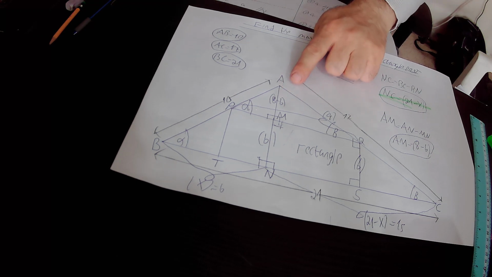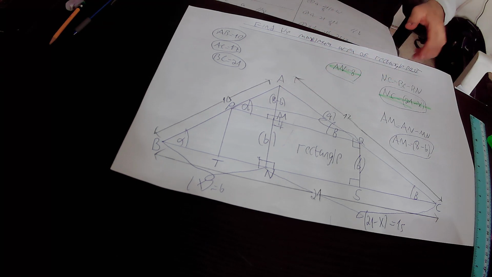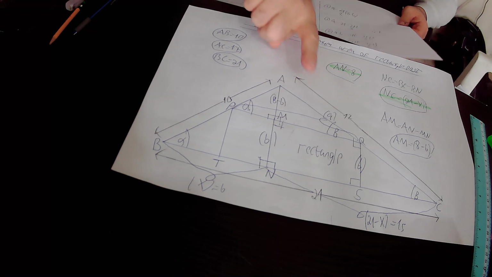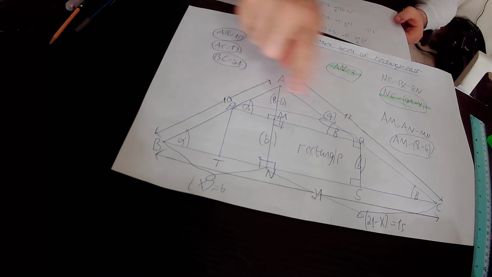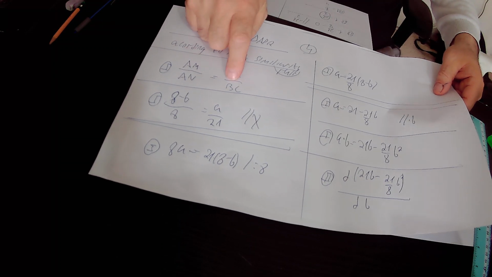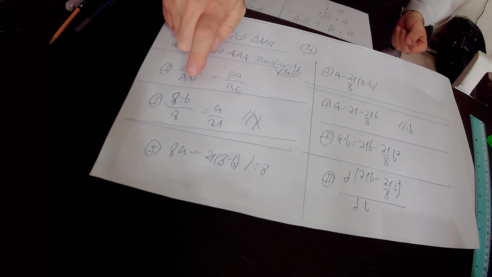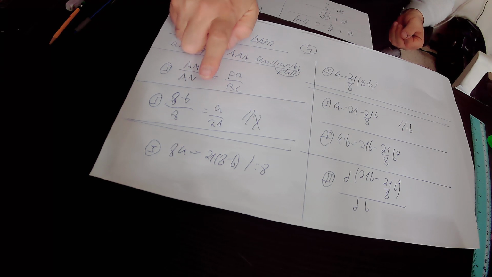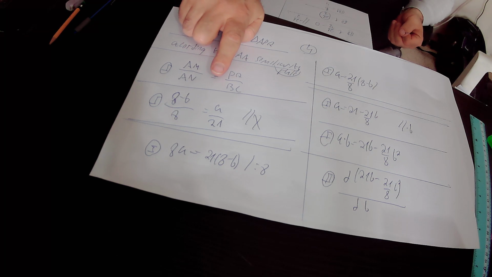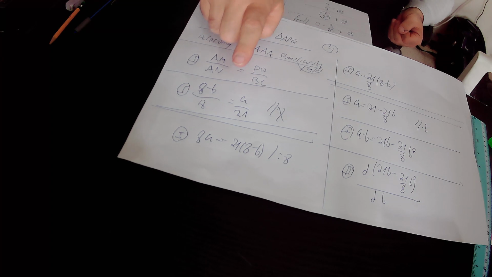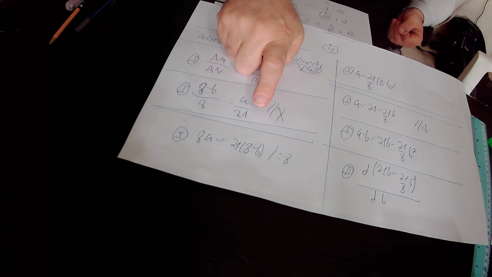AM is 8 minus B, AN is 8. PQ is A according to our definition, and BC is 21 according to what is given in the question. So in conclusion, according to equation 1, we found that (8 minus B) over 8 equals A over 21. Multiplying this equation, we find that 8A equals 21 times (8 minus B).